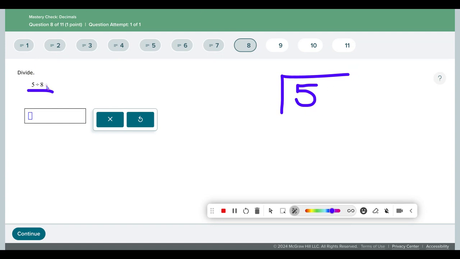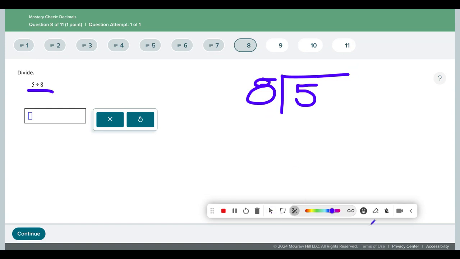Okay. And then the second number is the divisor. It's the one that's going to be at the door. So a lot of kids are in the habit right now of saying, oh, 5 is the smaller number, so it's going to go on the outside. It doesn't work like that anymore.